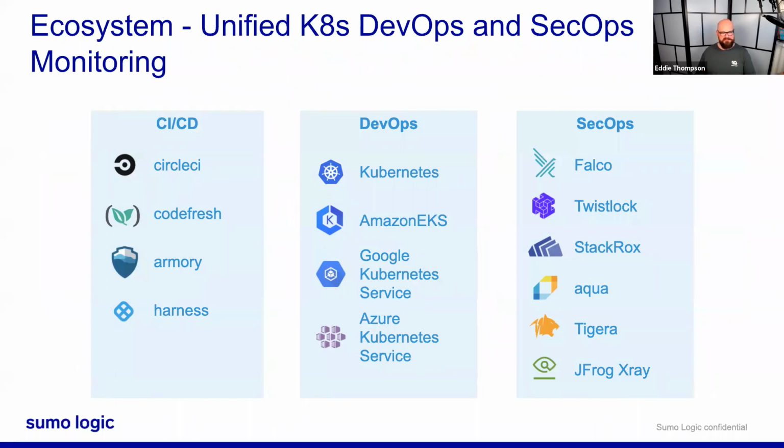There's a whole heap of other great providers who are doing things around CI/CD, so continuous integration, continuous development, DevOps, SecOps, and we're actually partnering with these providers and integrating them into our Explore view. So Circle CI, CodeFresh, Armory, Harness, the major cloud providers.